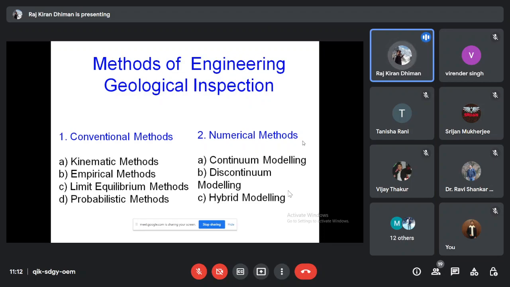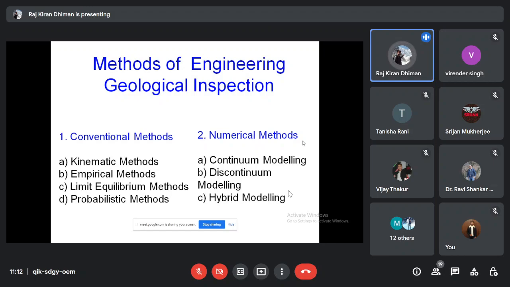One is conventional methods, and another is the numerical methods. In conventional methods, we consider kinematic methods. I think most of you know about this method. All the BSc third year students or master students are aware of this method. So in kinematic, we are more interested in what type of failure is possible.